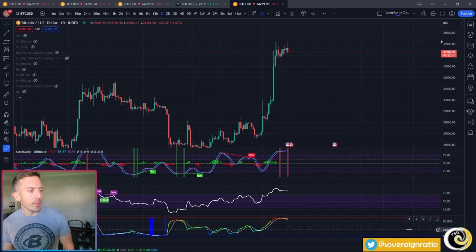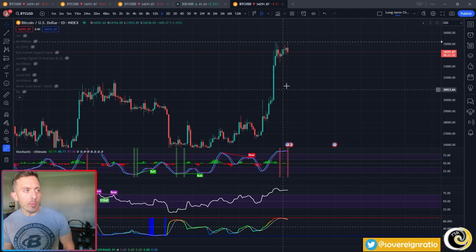I can also throw on the BBWP. You can see the BBWP is fully expanded. There's absolutely no contraction here whatsoever, indicating that the move has probably played out. It could curve back up and have another move up, but for the most part, you can see that this is in the red zone and has basically played out.